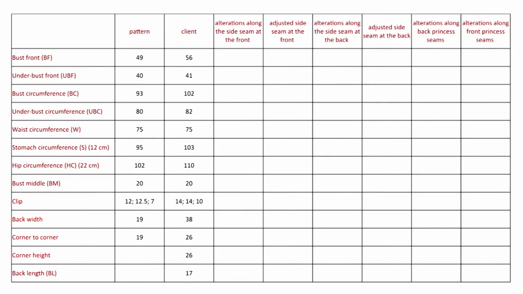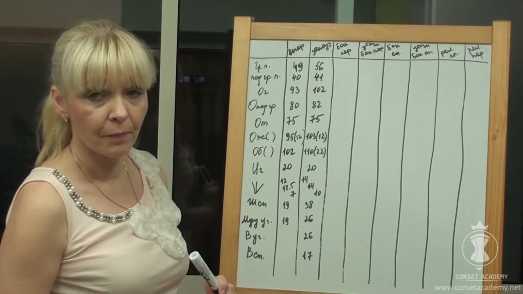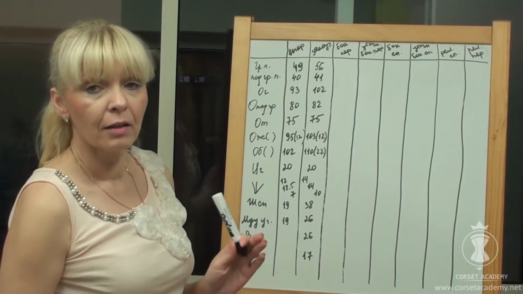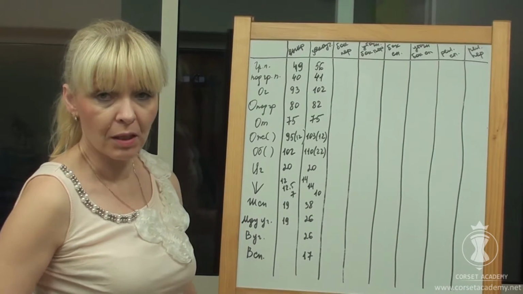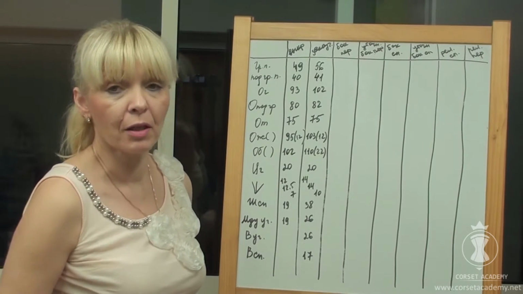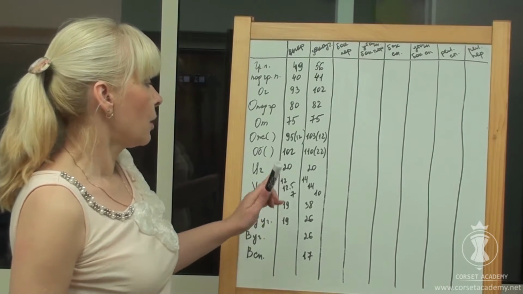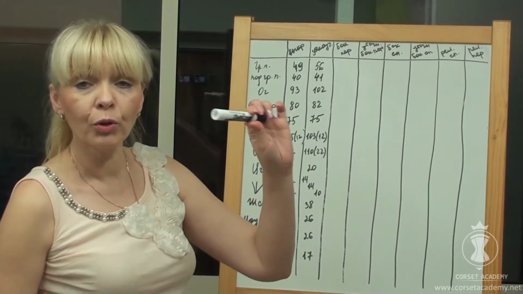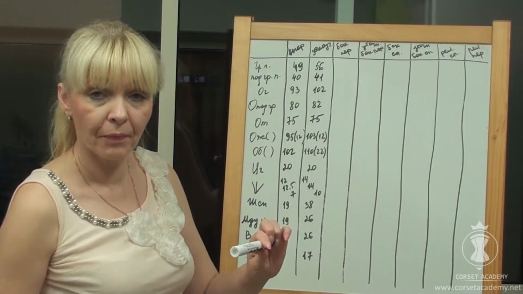Bust front, under bust front, bust circumference, under bust circumference, waist circumference, stomach circumference. Make sure to record the distance from the waist in brackets. I took this measurement 12 centimeters below the waist. Hip circumference. And again, I mark the distance from the waist in brackets. What's important? The broadest part where I measured my client's hip circumference was 22 centimeters below the waistline.